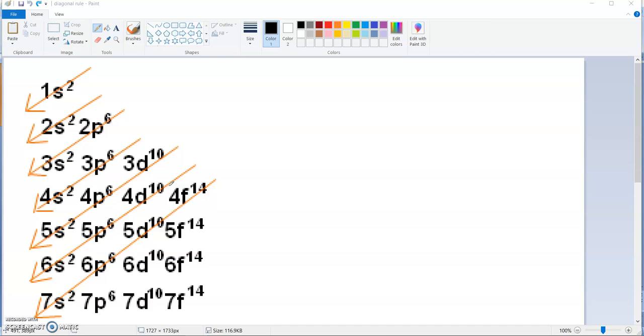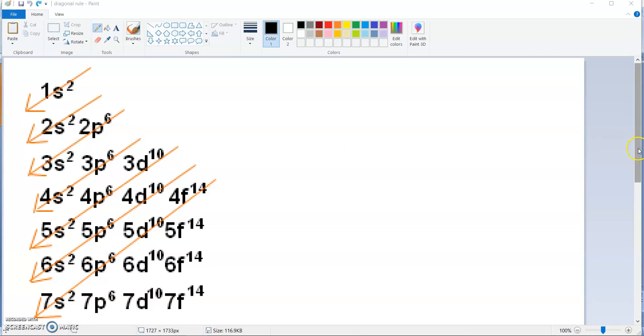But you need to get them. So diagonal rule is a great way to do it. But as you saw in some of the examples we did and on the quiz and all that, the bigger ones can get pretty tedious. If you're doing like lead with 82 electrons, that's a lot of 1s2, 2s2 all the way out to wherever it ends up. So it's nice to have a shorter way of doing it.